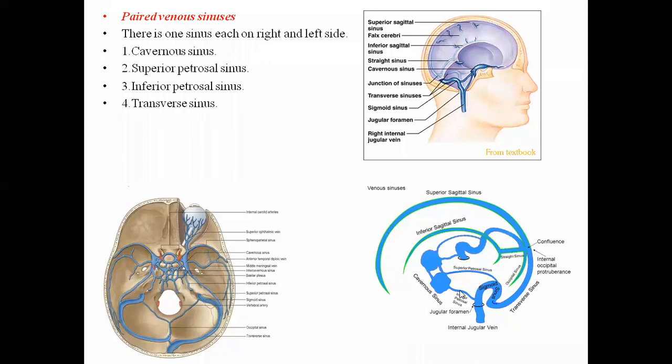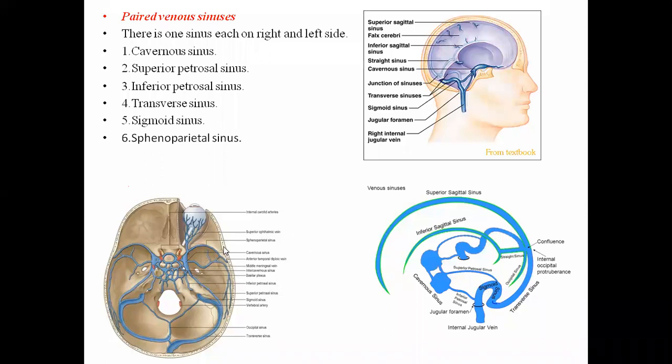Transverse sinus, which is seen on the occipital bone. Transverse sinus can be seen here also. Sigmoid sinus. Transverse sinus will continue as sigmoid sinus, which is an S-shaped sinus.